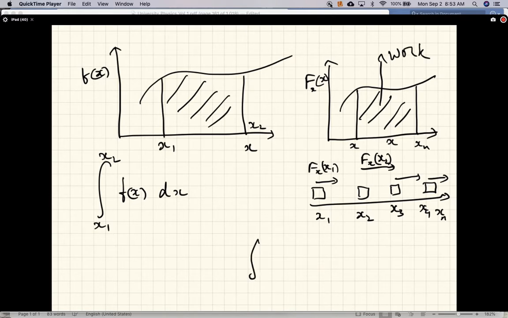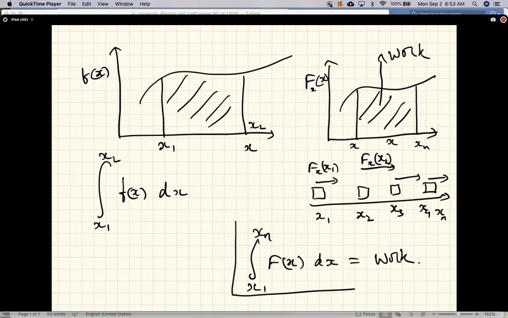So in our example, this is the x component of the force. I've dropped the subscript x. This is the x component of the force, integrated from x1 to xn, gives you the work done on the object. So that's one use of the integral.